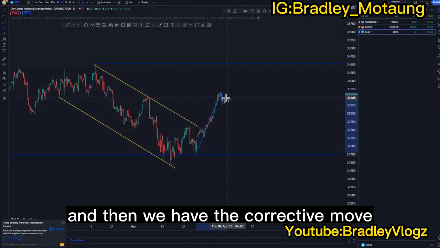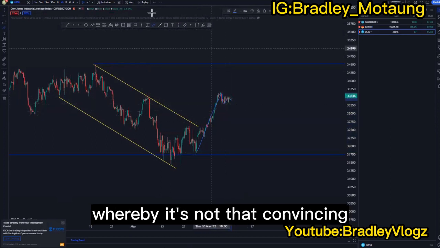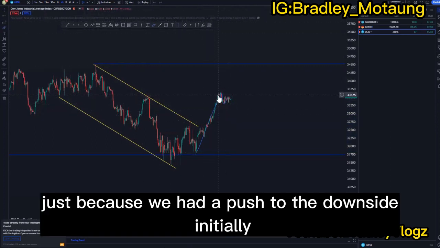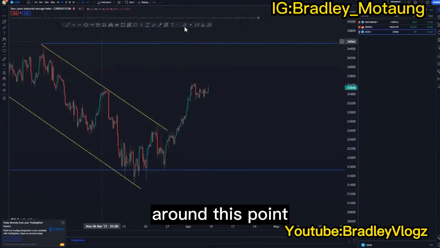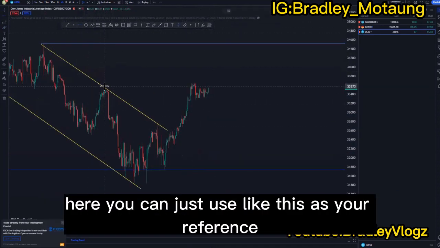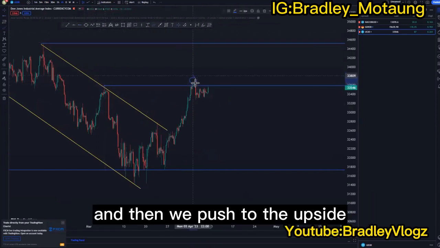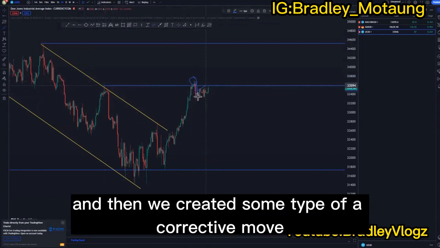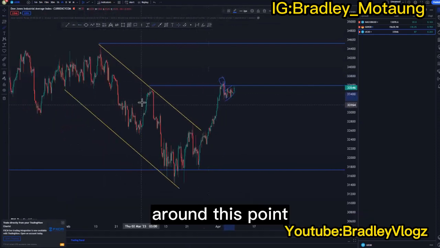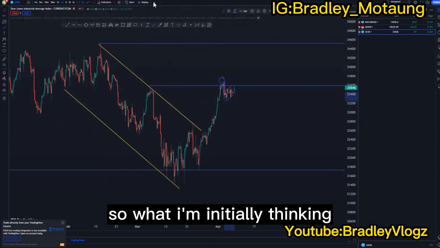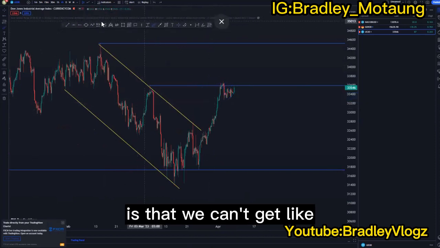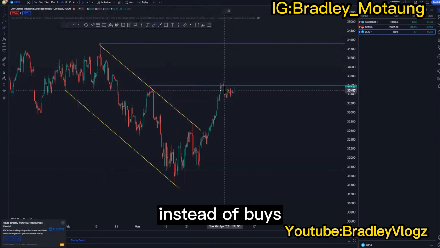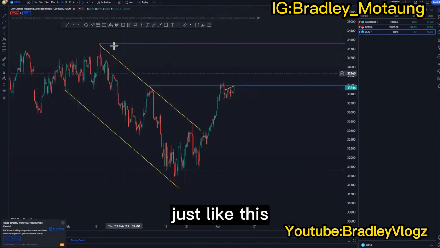And then we have the corrective move whereby it's not that convincing, just because we had a push to the downside initially around this point here. You can just use this as your reference. And then we pushed to the upside, and then we pushed to the downside, and then we created some type of a corrective move around this point. So what I'm initially thinking is that we can get selling opportunities instead of buys, just like this.